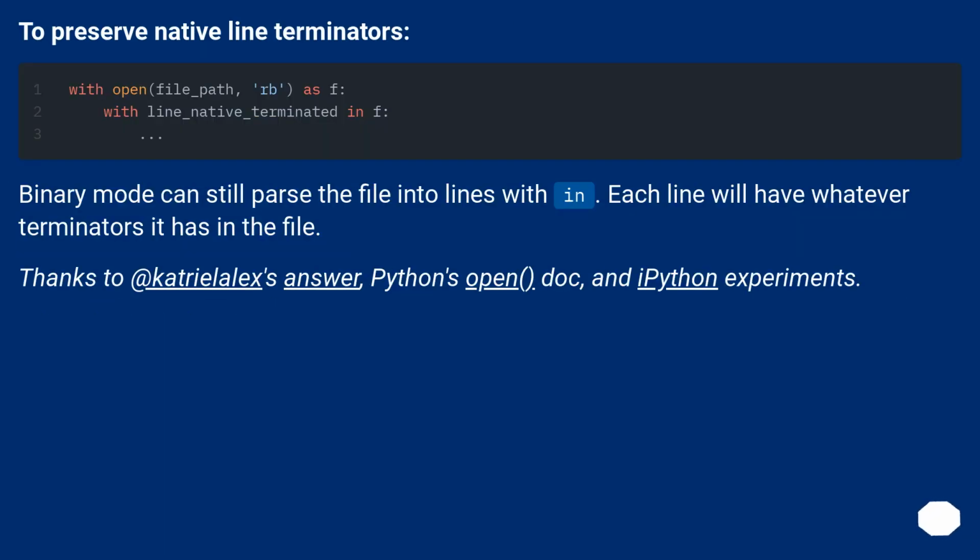To preserve native line terminators, binary mode can still parse the file into lines with in. Each line will have whatever terminators it has in the file. Thanks to Katriel Alex's answer, Python's open docs, and IPython experiments.